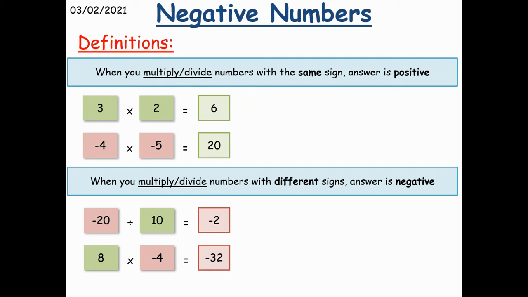An easy way to remember it is positive times positive is a positive, and negative times negative is also a positive, but positive times negative is a negative. This is a good way to remember it, so please make a note of these examples in your books, please.